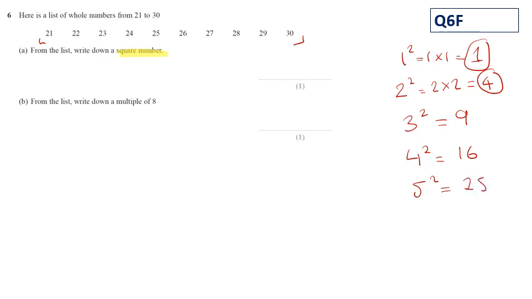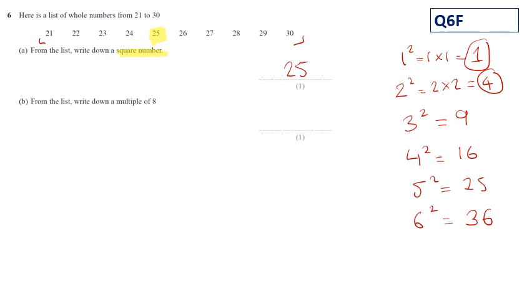Now in this list I can see that I've got 25. 25 is here, so I can write 25. Now just to check that I don't have any more square numbers, I'm going to work out 6 squared, which is 36, and that's a number that's not on this list, it's off the list.